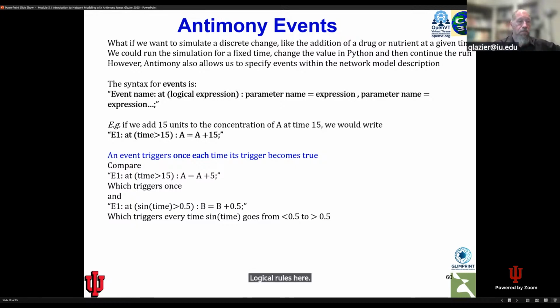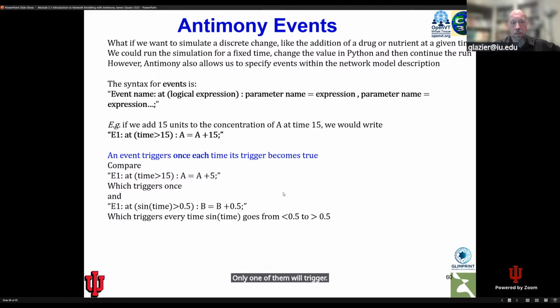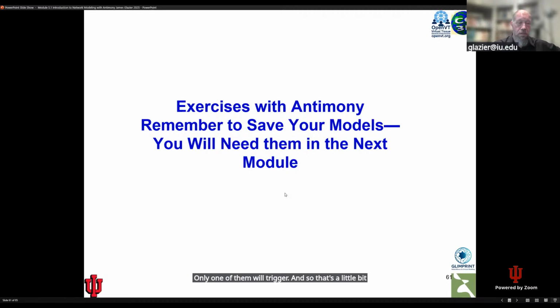There are a couple of complications. If I have two triggers that trigger at the same time that affect the same variable in the same way, only one of them will trigger. And so that's a little bit of an annoyance. We're not going to run into that today. So now we're going to actually do some Antimony coding.